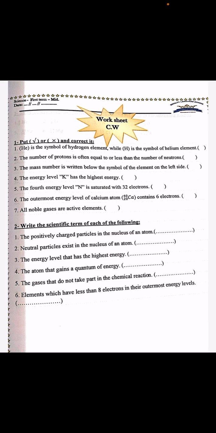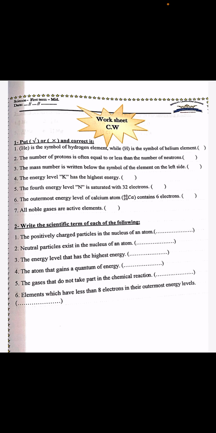Today we'll answer the booklet questions, classwork on lesson 3. Put right or wrong and correct the wrong one. Number 1: He is the symbol of hydrogen element while H is the symbol of helium element. Wrong. He is the symbol of helium, not hydrogen, while H is the symbol of hydrogen, not helium. So number 1, wrong. Instead of hydrogen, write helium. Instead of helium, write hydrogen.